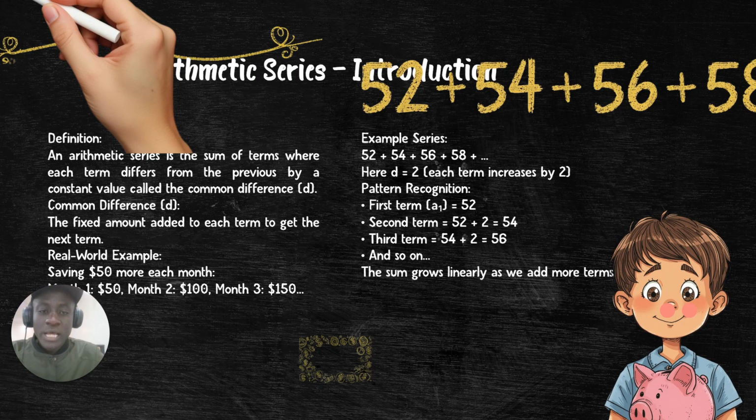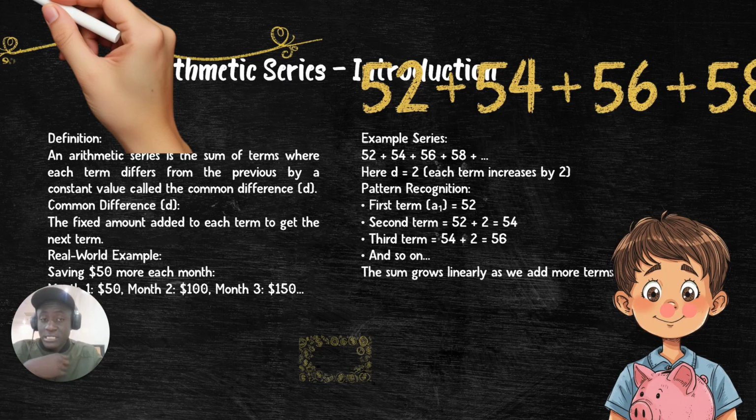Let us go to the example series. Before I work on this, tell me in the comment section what the common difference is in this series. I'm talking of this: 52 plus 54 plus 56 plus 58 and so on and so forth. I want you to tell me what the common difference is and what the first term is. Assuming you have got that correct, let us work it together.